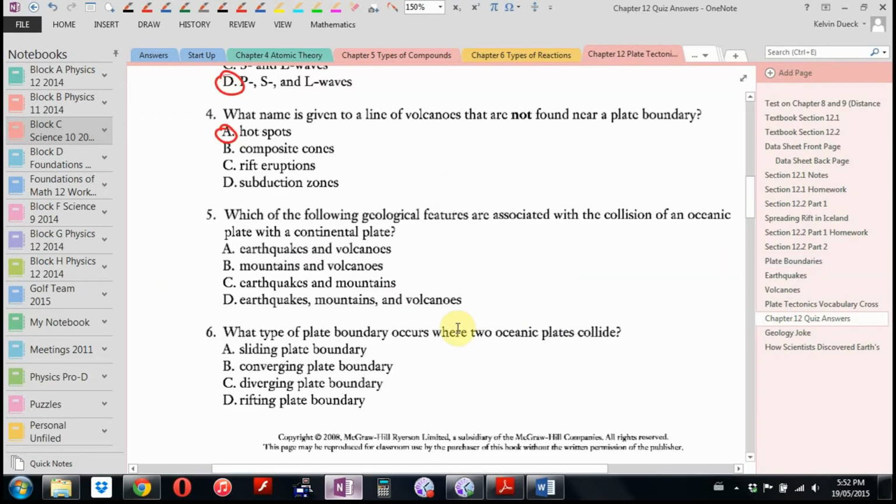Which of the following are associated? Earthquakes and volcanoes? Mountains and volcanoes? Well, mountains form volcanoes. So, yep, you know what? I'm already looking at D, because earthquakes and mountains. D, all of the above.